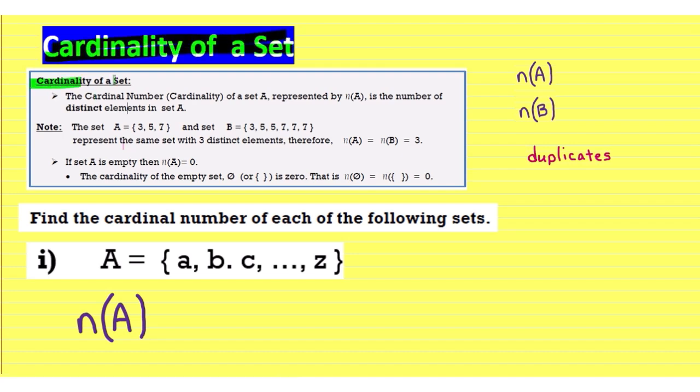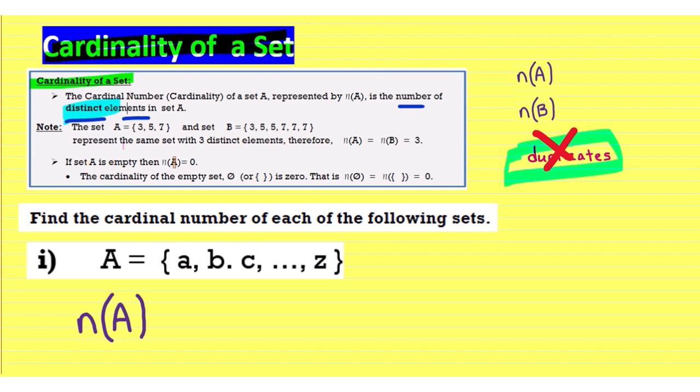The cardinality of a set essentially is just the number of distinct elements in a set. And this word distinct is important because it basically means that they do not care about duplicates. No duplicates are counted, only unique, distinct elements. And we also have a bit of information here at the bottom.